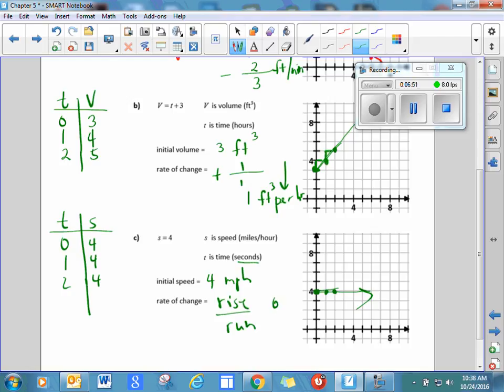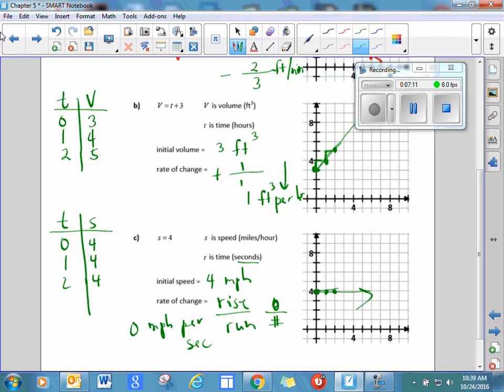We stay the same. So this is 0 in the numerator, so it doesn't matter what our number is in the denominator. The rate of change is 0. And these units are kind of funny because you have to have these units, miles per hour per second. That sounds kind of weird.